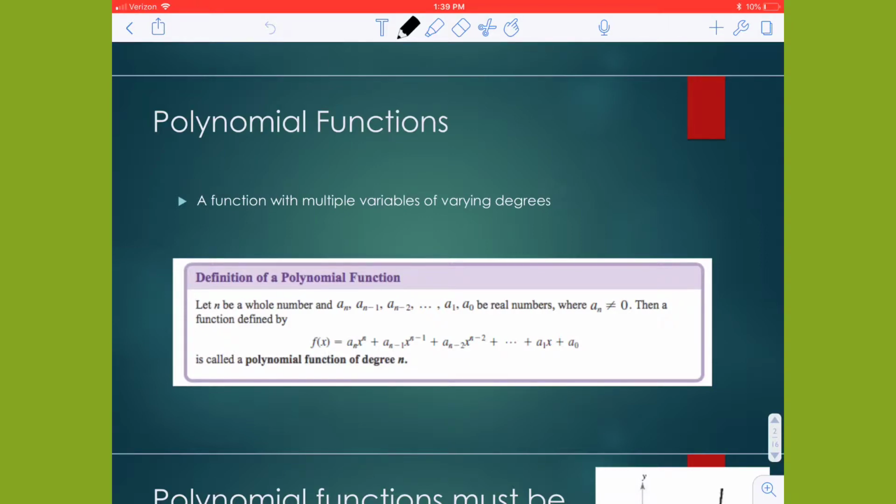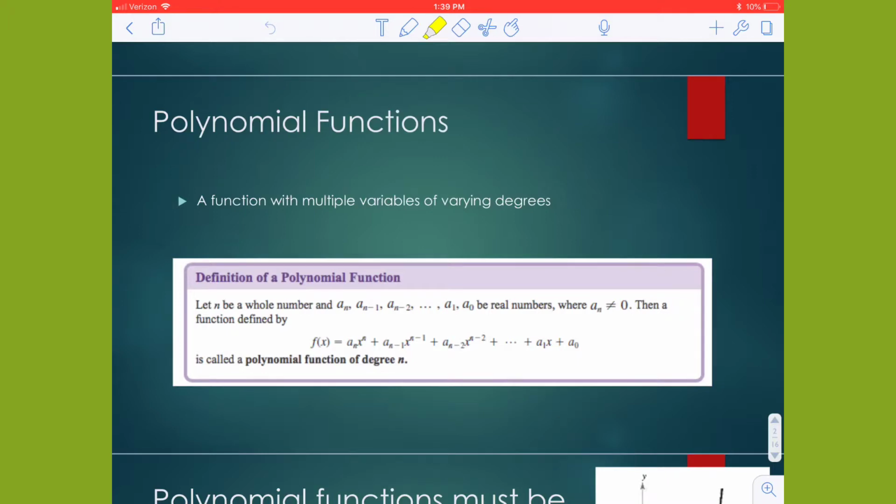One thing that you want to become comfortable being able to do is to understand math notation. So let's look at the formal definition of a polynomial function. Let n be a whole number and a sub n minus 1, a sub n minus 2, all the way down to a sub 1 and a sub 0 be real numbers, where a sub n cannot equal 0. Then a function defined by the following is called a polynomial function.